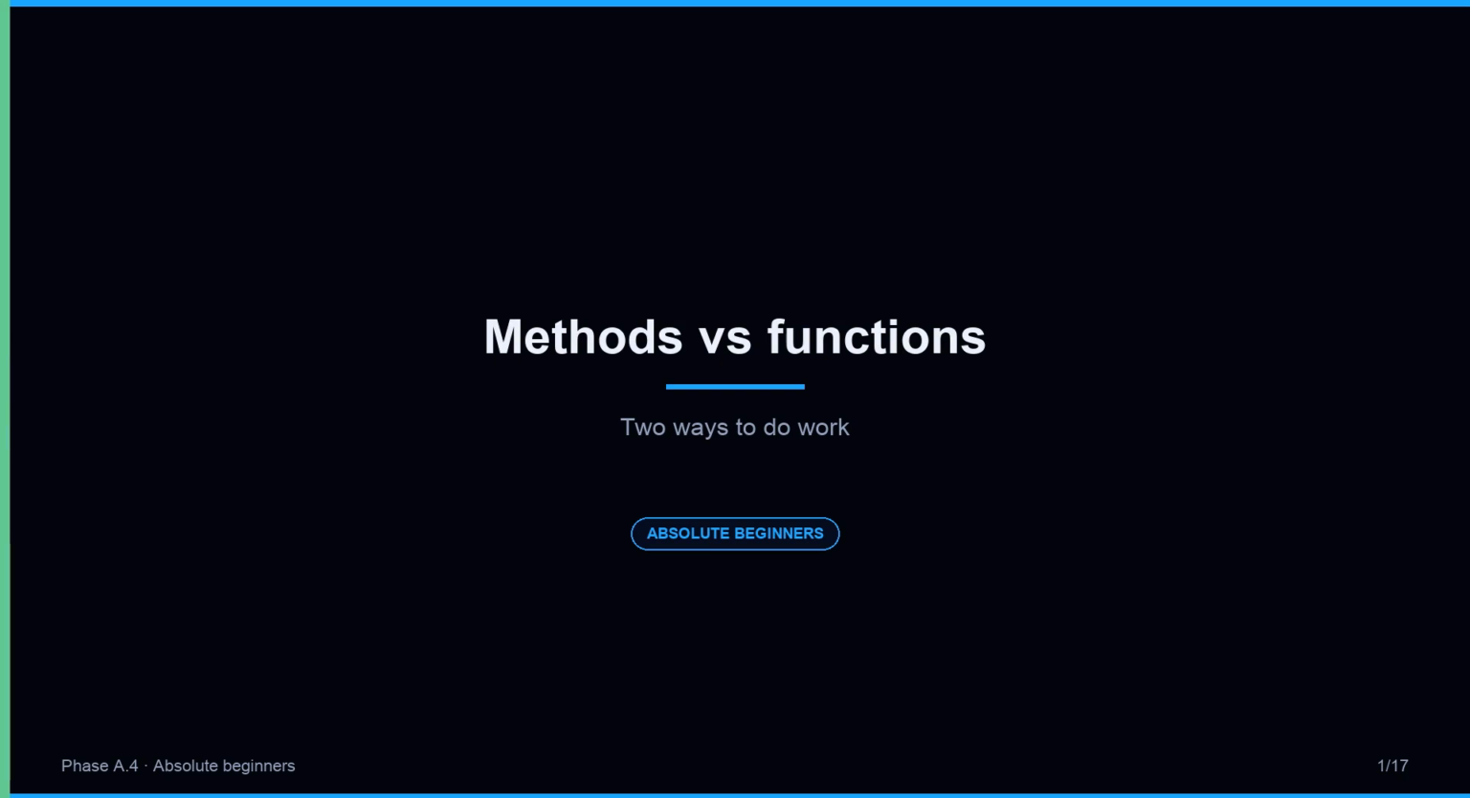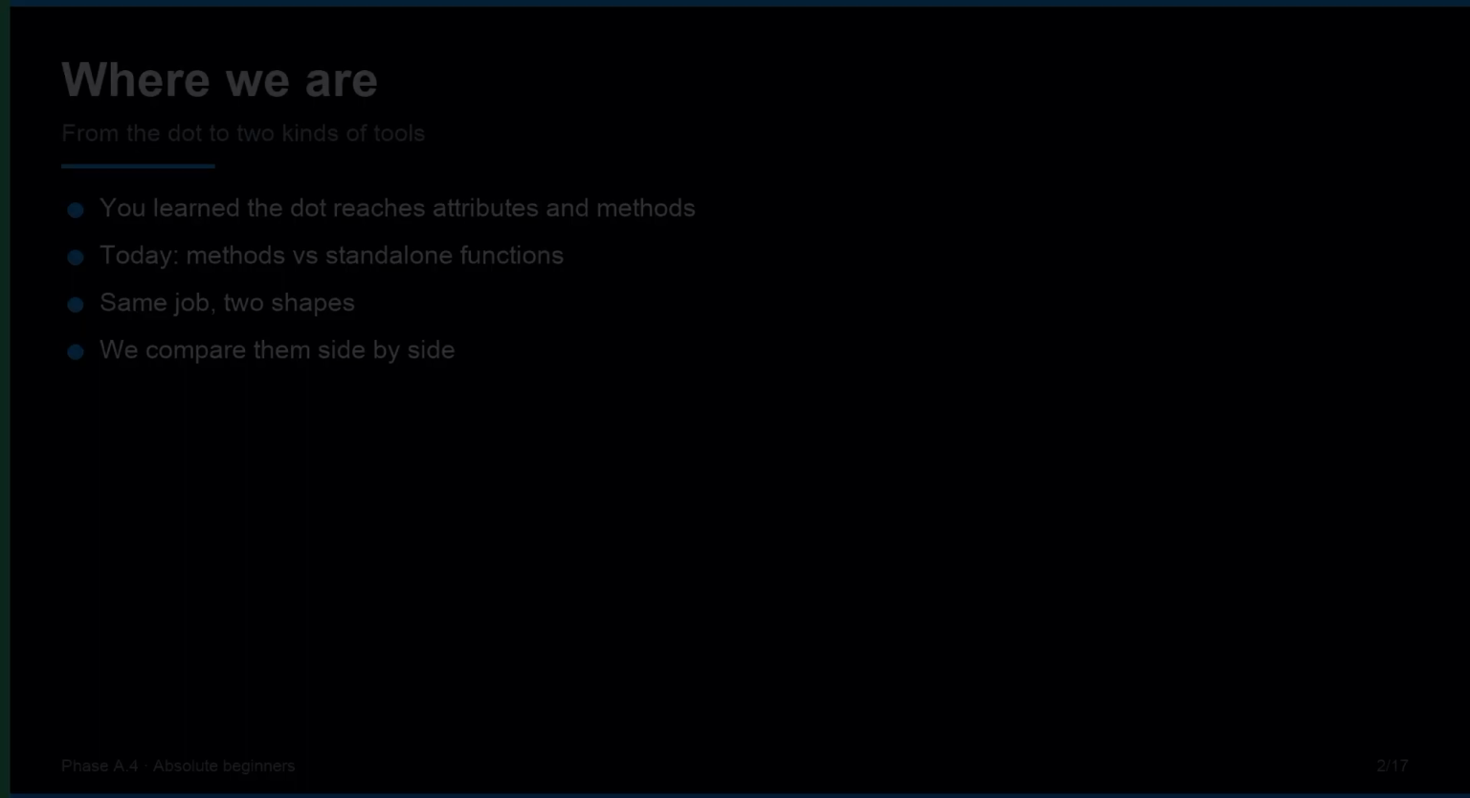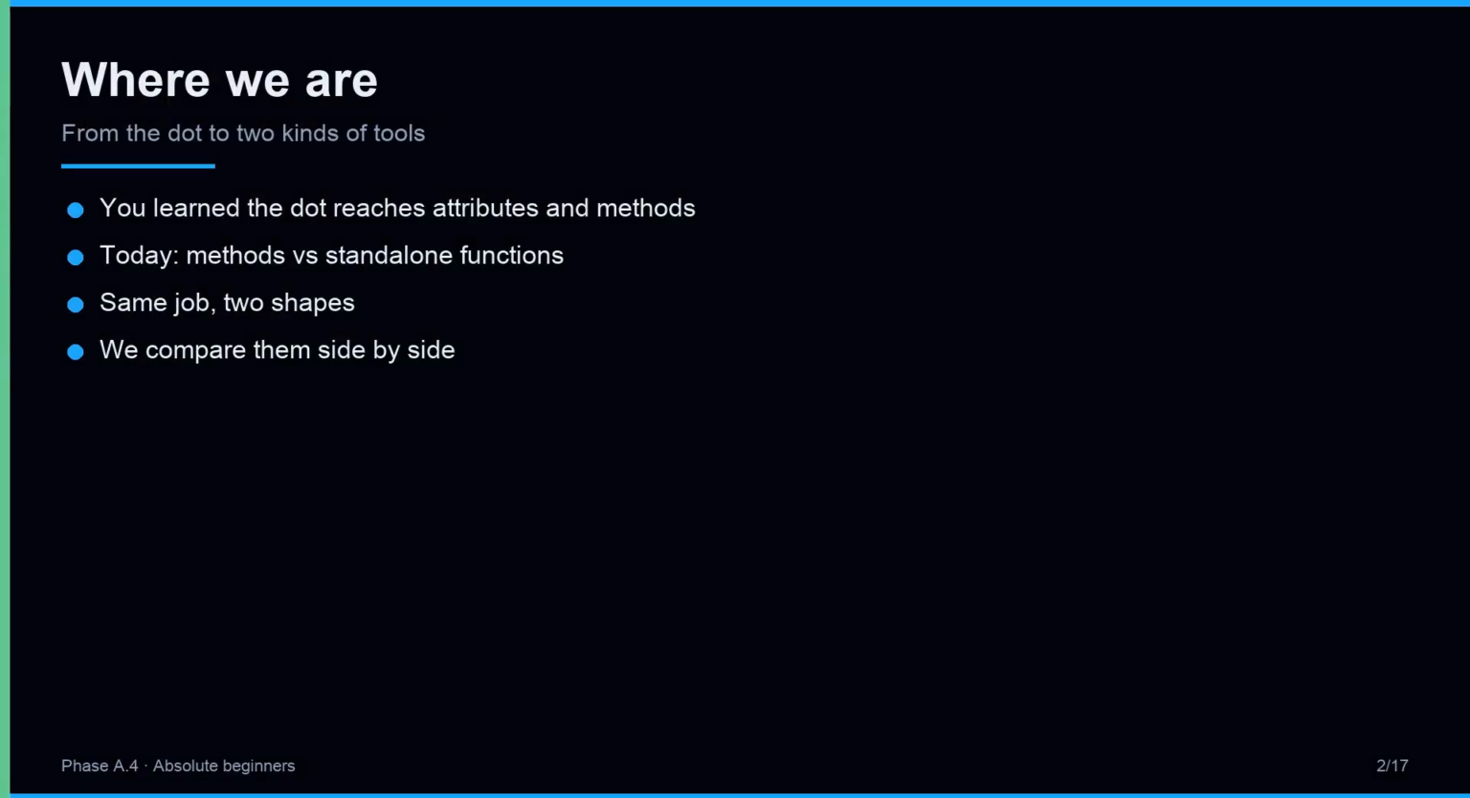Why the difference? When do you use which? We answer with many small examples, side by side. By the end, you will read both forms without confusion. Same job, two shapes. You learn that the dot reaches attributes and methods on an object. Today we compare methods with standalone functions. A method belongs to the object: you write the object, dot, method name. A function stands alone: you write the function name, then pass the object as an argument. Both do work. The difference is where the tool lives.